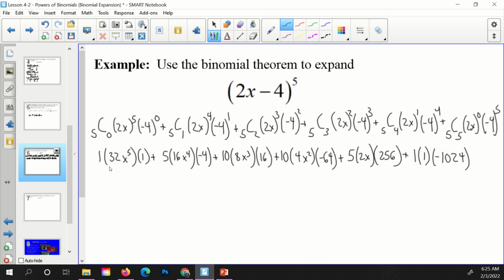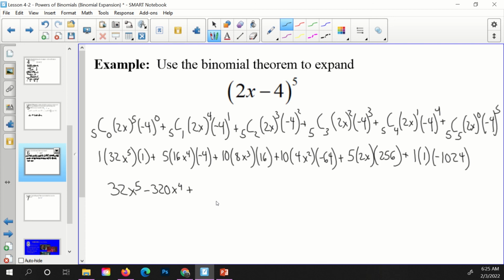Alright, so how do I finish this up? Well, I have to multiply all of the numerical values and leave the variables. So 1 times 32 times 1 is 32x to the 5th. 5 times 16 times negative 4, and again, I've already done this calculation, but you can do it in a graphing calculator. Turns out to be negative 320x to the 4th.